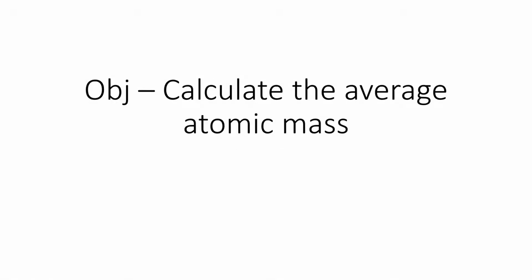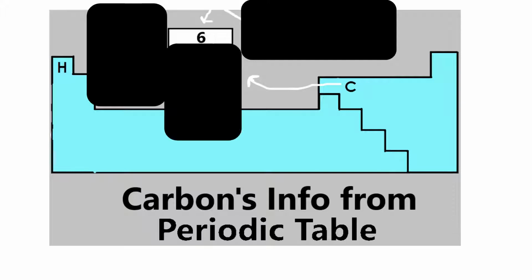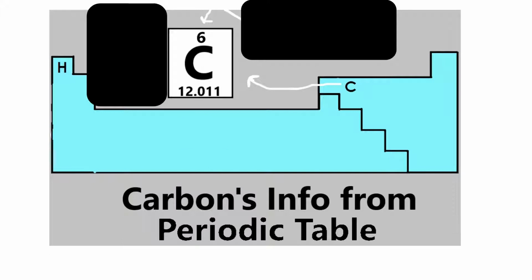So we want to learn how to calculate average atomic mass. Now, when you look at a periodic table and you look at the information that is provided there about the various elements, you're going to see something like this. Maybe something a little similar, maybe a little different. There may be a little more information.